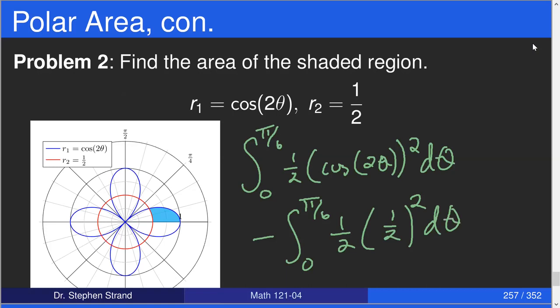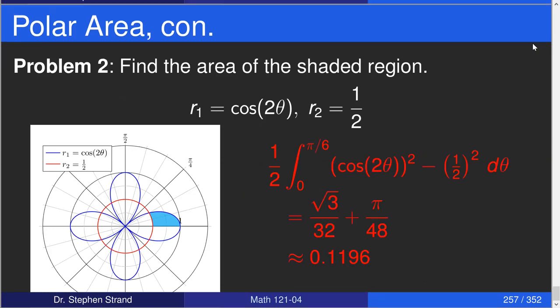Now there's some algebra that you can do. We've got a lot of common terms here. In particular, we have two integrals with the same bounds, so we can actually combine those into one integral, but it's the same thing: the integral from 0 to pi over 6 of the difference of those two things.